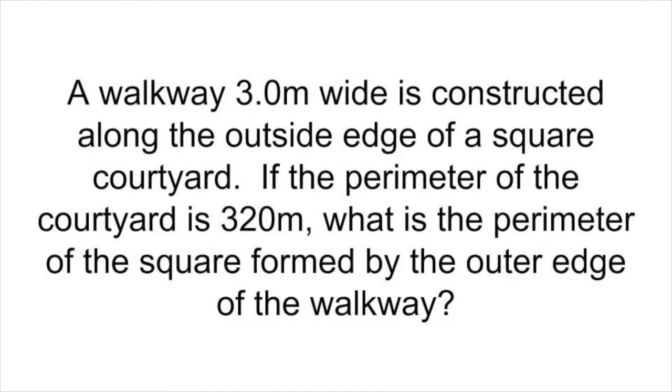So this next problem reads: a walkway 3.0 meters wide is constructed along the outside edge of a square courtyard. If the perimeter of the courtyard is 320 meters, what is the perimeter of the square formed by the outer edge of the walkway? All right, so before we go to the classroom, I want you to read through this problem again and see if you can draw yourself a picture that will help you understand what's happening in this problem. So pause the video, reread it a couple of times, take a chill pill, and see if you can draw a picture. And then when you're ready, press play.